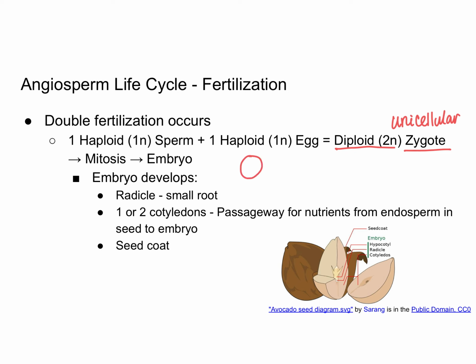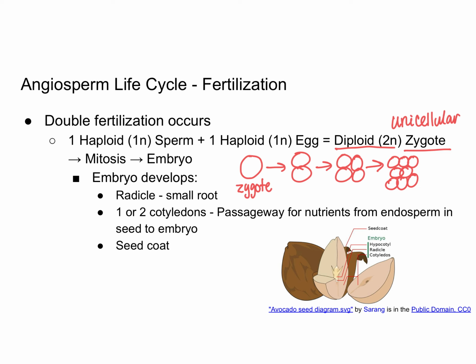So the zygote goes through embryonic development in order to basically make more cells until it develops into a new organism altogether.